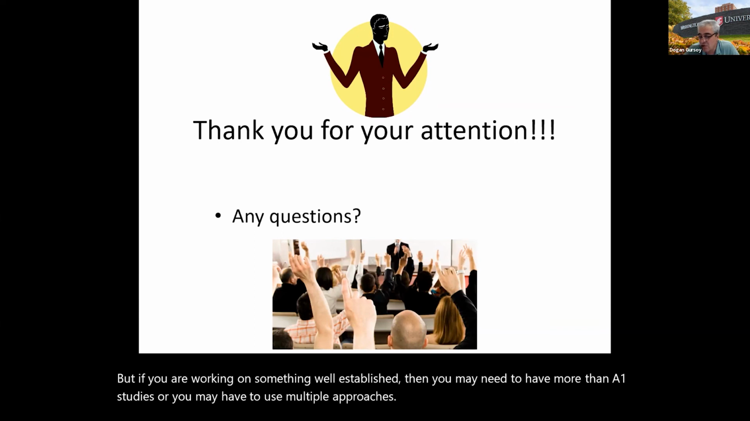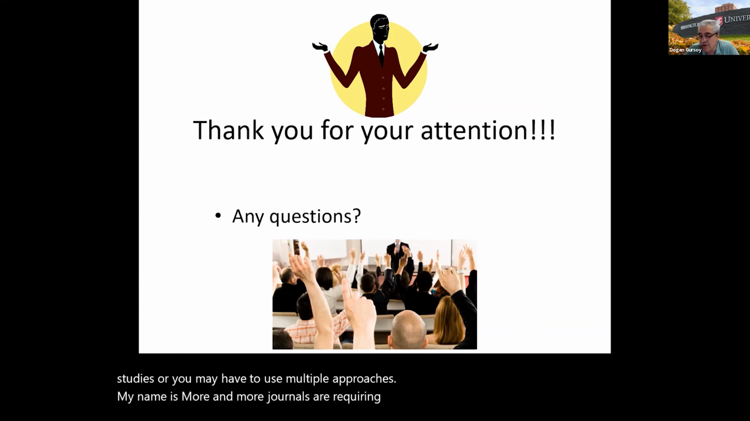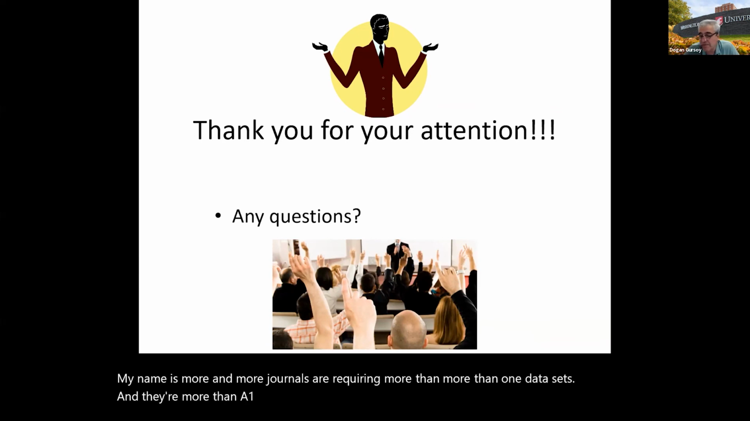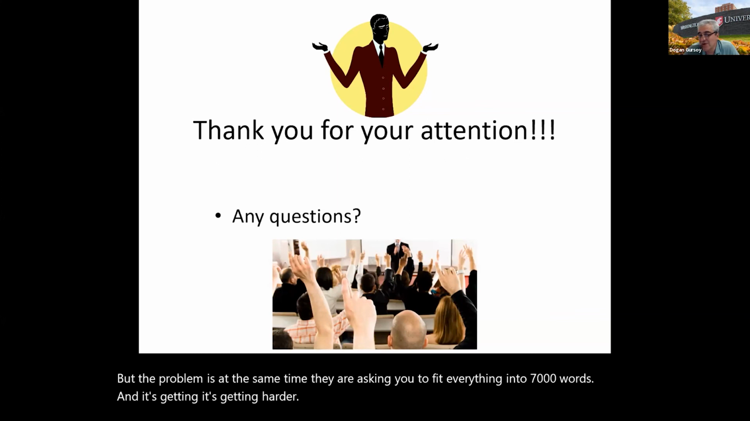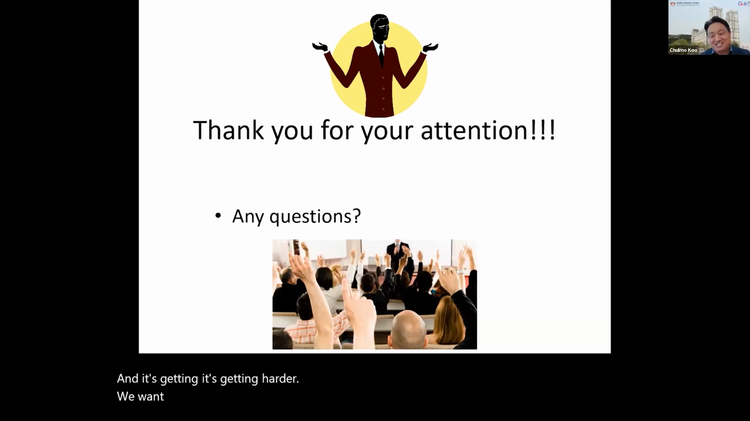But more and more journals are requiring more than one data set, and testing with multiple approaches. The problem is, at the same time, they are asking you to fit everything into 7,000 words. And it's getting harder. Like when you say the different data sets converge and different method approaches converge, publication is getting harder and harder at the top tier journal level.